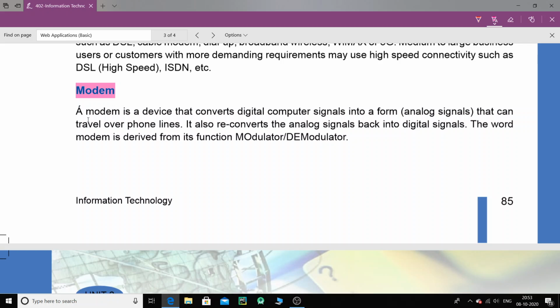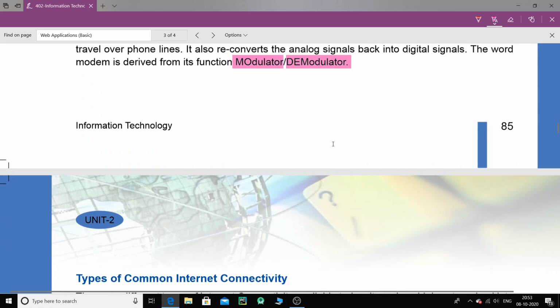Understand it, because our computer only understands digital language. But when the data is transferred, it is transferred as analog signal. For that we require a modem, whose full form is modulator and demodulator. So you can see MODEM, modem. Modulation basically means converting the digital signal into analog, and demodulation means converting analog signal back to digital. Okay, so modulation and demodulation.